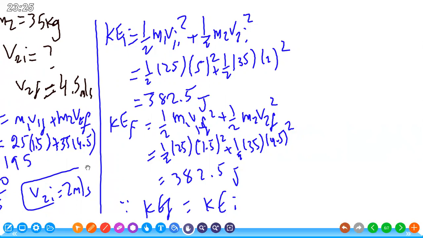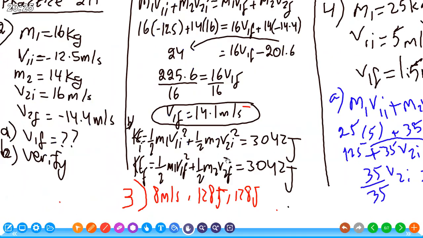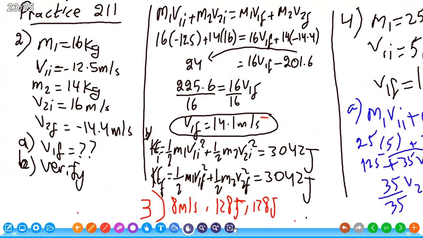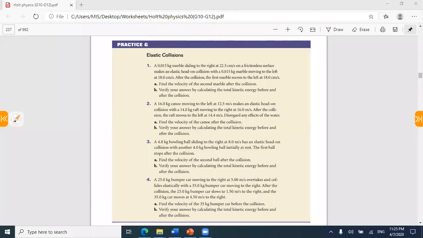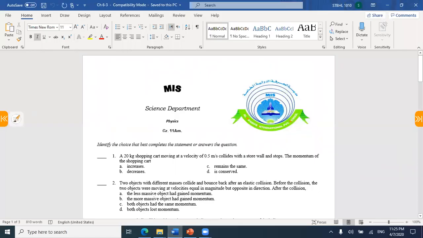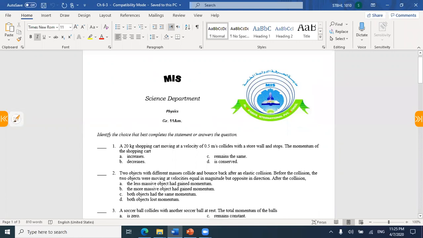Okay? So let me show you, like in the previous lesson, an MCQ question in order to check yourself at the end if you can do. Here also MCQ questions about the collision.